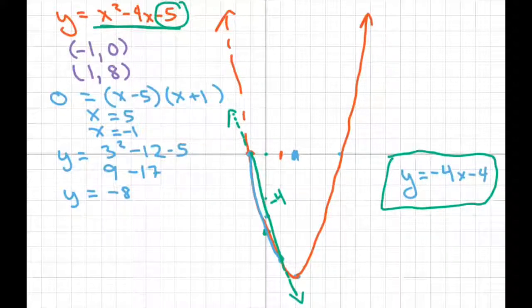All right, and that's it. Oh, and let me put this as negative 8. So y'all know I know that's negative 8.